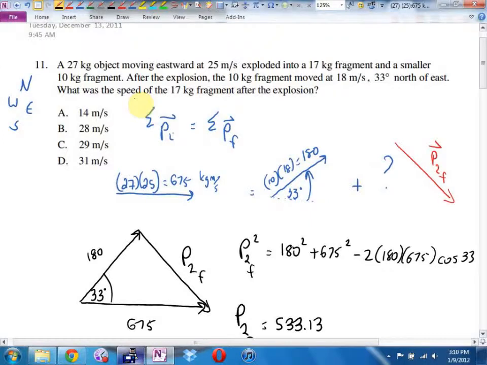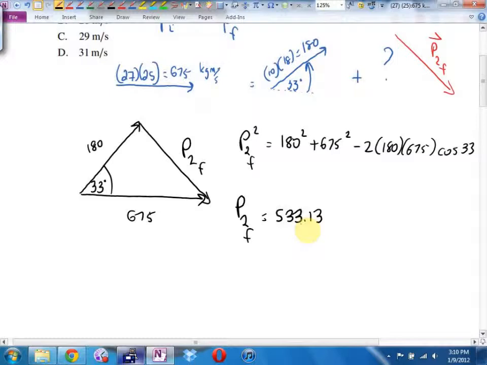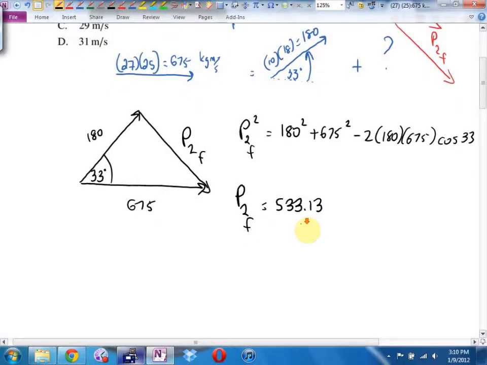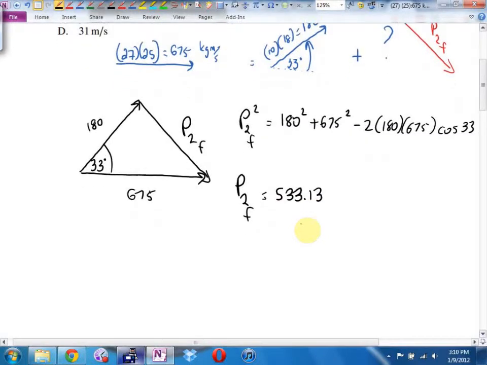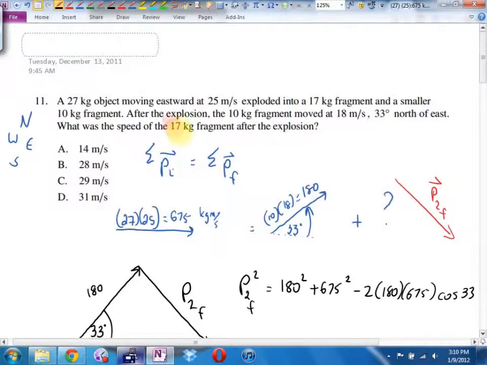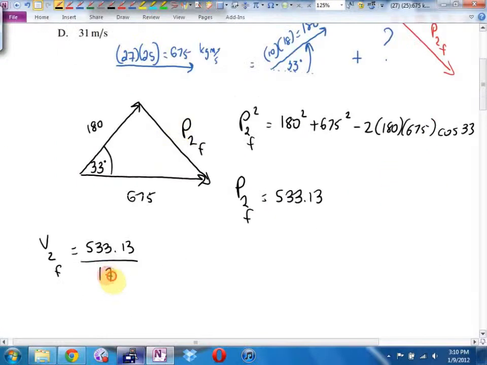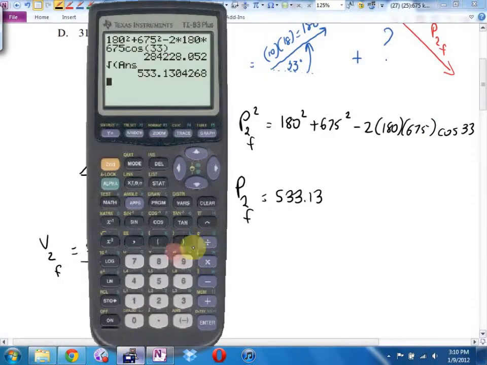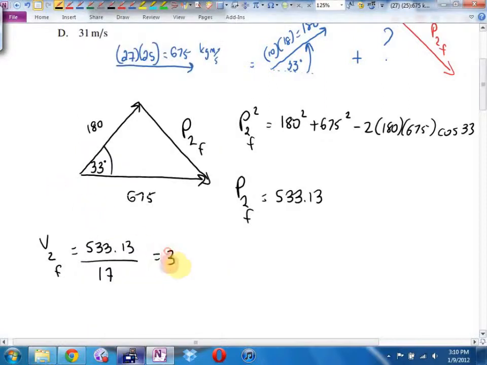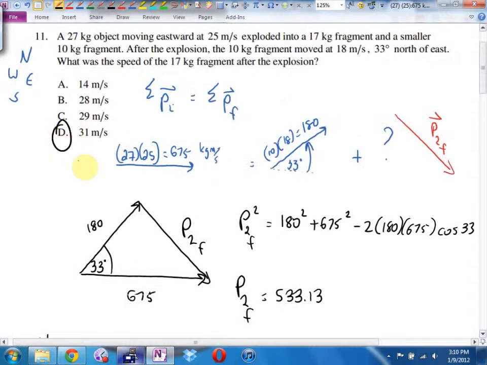If I know the momentum, how can I find the speed? Divide by the mass. The speed of object 2 is going to be 533.13, and I think object 2 has a mass of how many kilograms? Divide by 17. 31.4 meters per second. 31 meters per second. Now, that's as a multiple choice question.